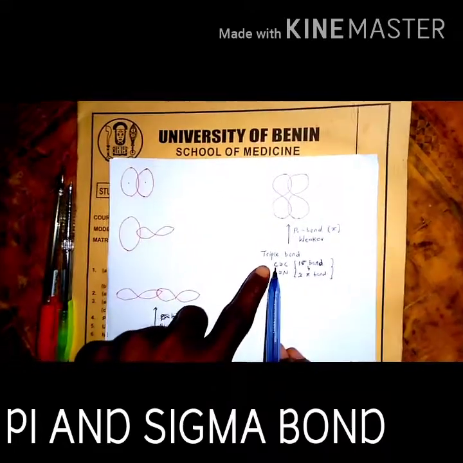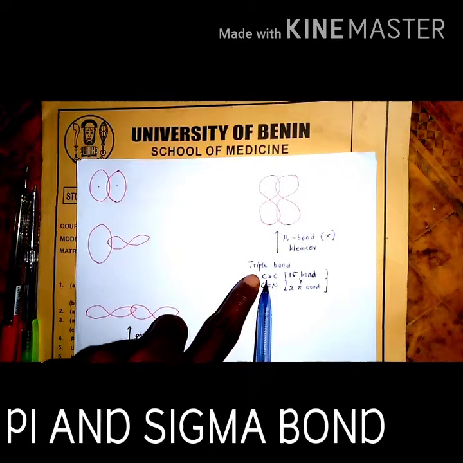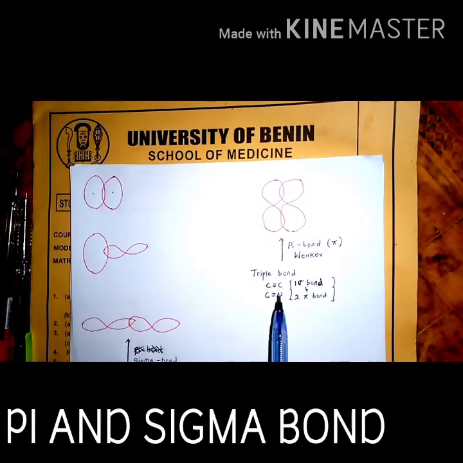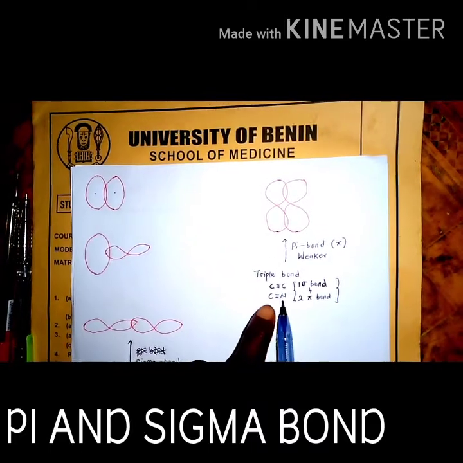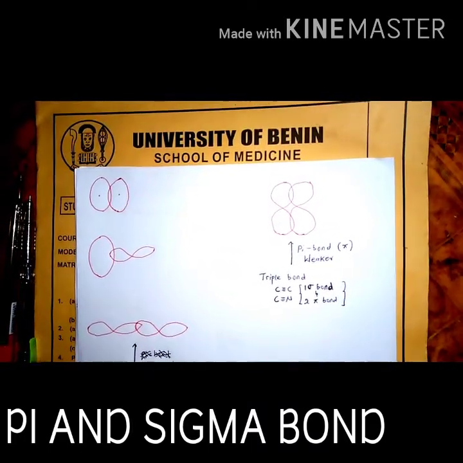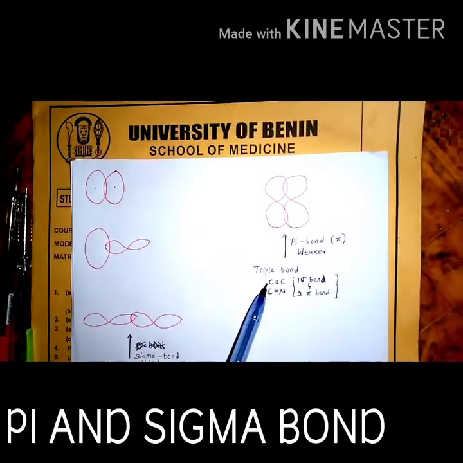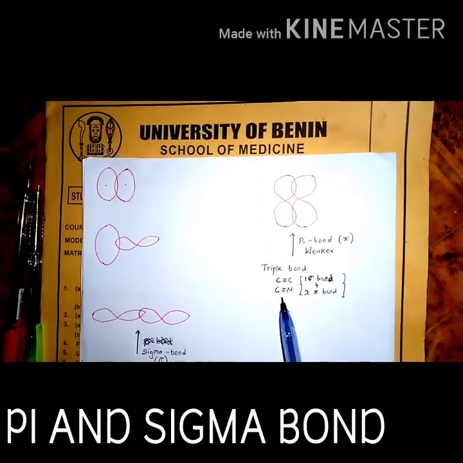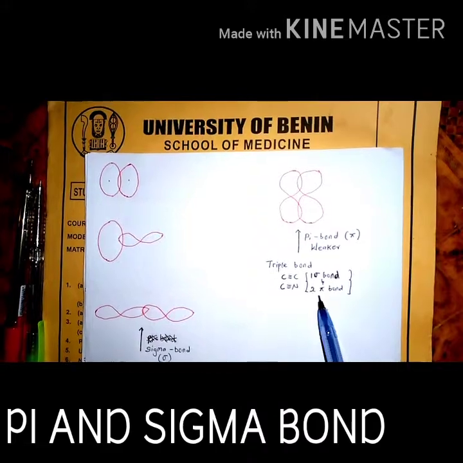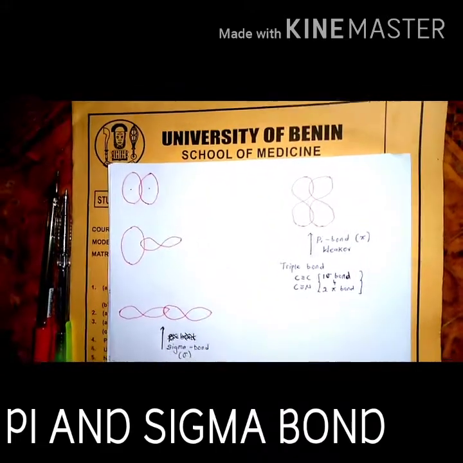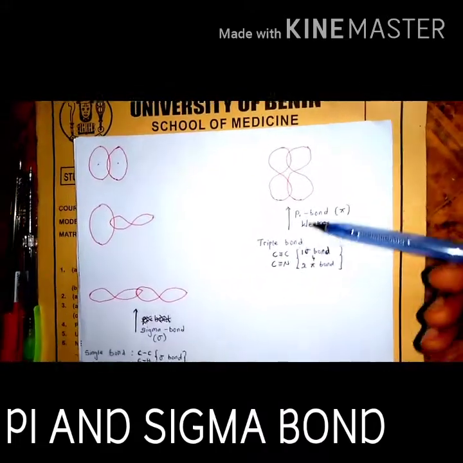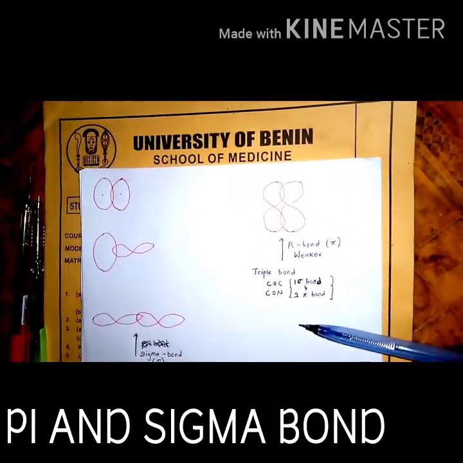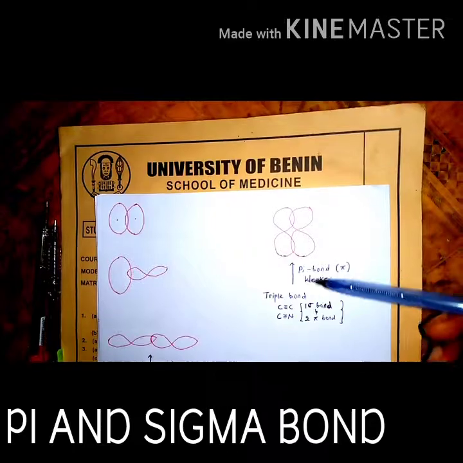Now in a triple bond, we have like the carbon to carbon triple bond as seen in the alkynes, also called acetylenes. Now we have carbon to nitrogen, three bonds. Take note, in these three bonds, one of the bonds here is a sigma bond and the other two are pi bonds. So whenever we have three bonds, we have one sigma bond and two pi bonds. Don't mistake it, one sigma bond and two pi bonds.